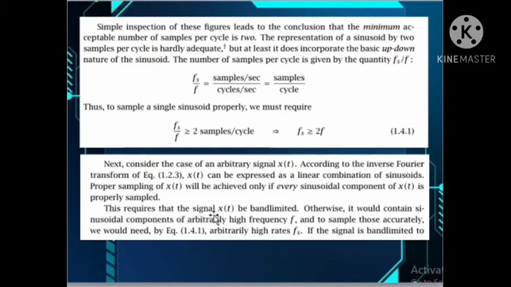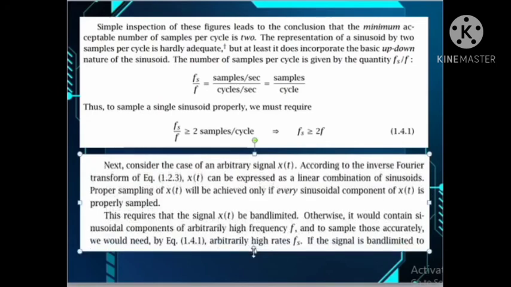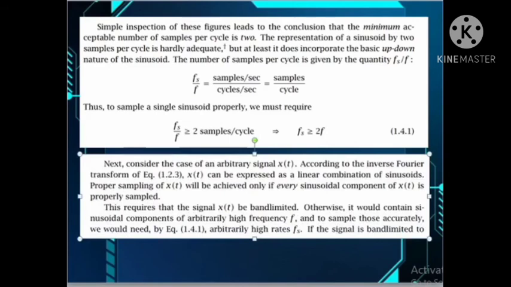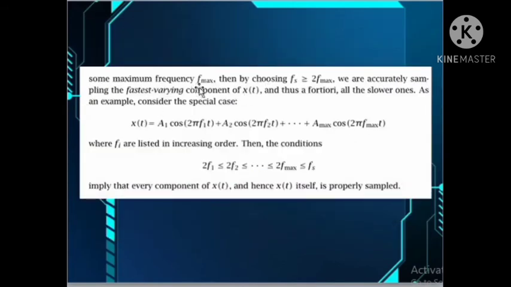This requires that the signal x(t) be band limited. Otherwise, it would contain sinusoidal components of arbitrarily high frequency f, and to sample those accurately, we would need, by equation 1.4.1, arbitrarily high rates. If the signal is limited to some maximum frequency f max, then by choosing fs greater than or equal to 2 f max, we are accurately sampling the fastest varying component of x(t), and thus a fortiori all the slower ones.